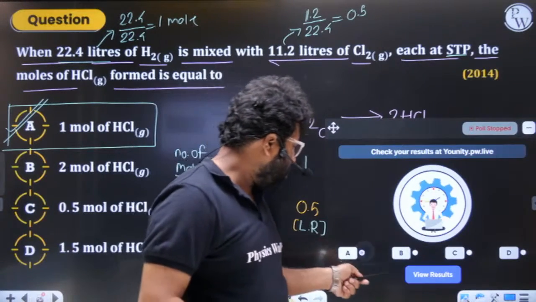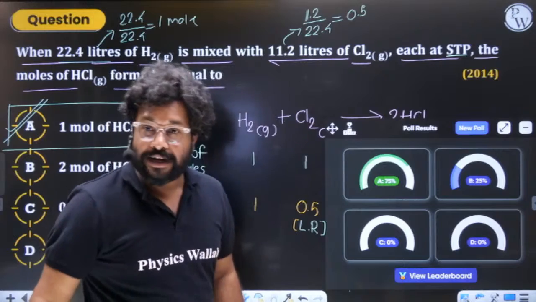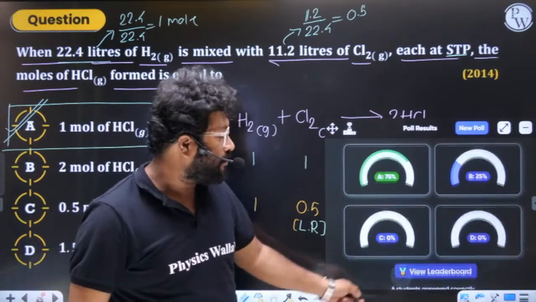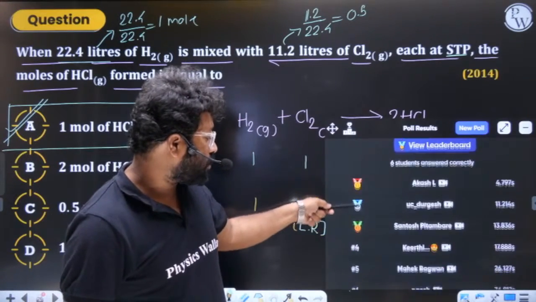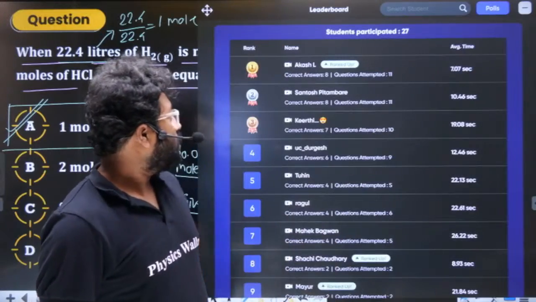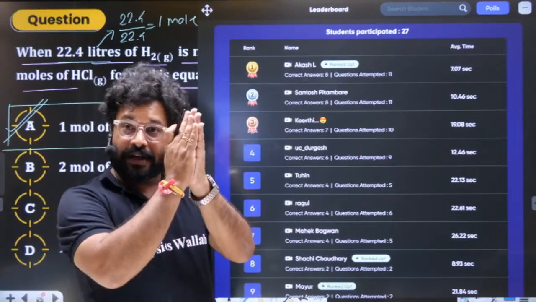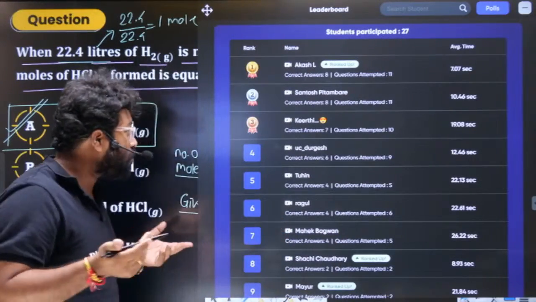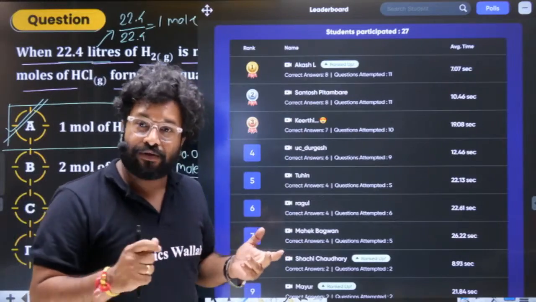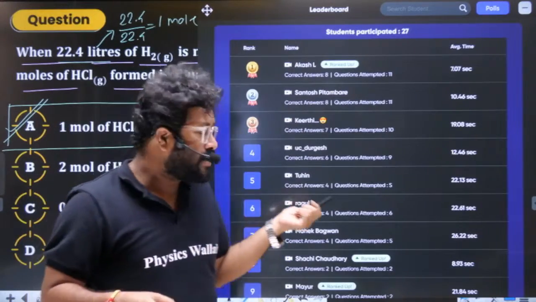And let's see how many of you got it correctly. 75% of you have got it correctly. Very good. Akash, Durgesh, Santosh, Kirti, Mehak, Paush. Akash is ranked up. Akash has climbed to the top spot. Santosh has been downgraded to the second spot. Kirti is on third as usual.